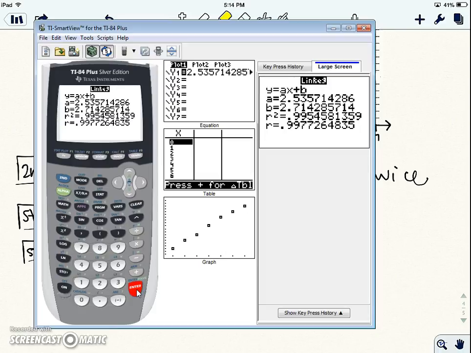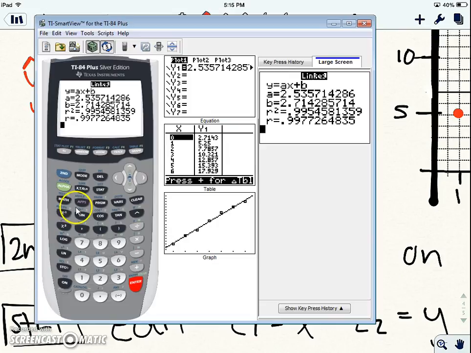So there is our equation, and I'm going to write that down. I've written it down. I hope you have as well. So we have y equals the slope of 0.254, make sure you do 3 sig figs, x plus the y-intercept of 2.71. We have our R squared and our R.